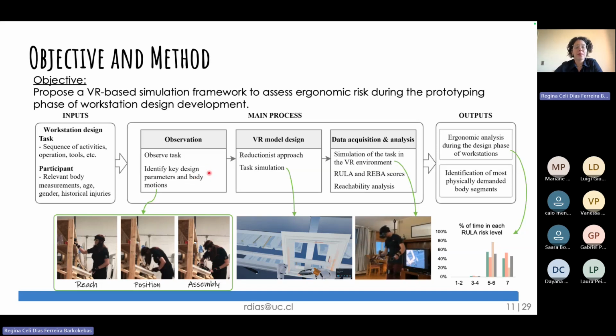So what do I mean by that? In this workstation, they would repeat the reach motion many times because they need to get the hardware and position it in the right place. And after that, they also need to reach to pick up a compact drilling machine and assemble it, to attach it to the window frame. So I could observe that these three tasks were repeated many times during the day, so they were really important. And based on that, I can verify which design features are related to this motion.